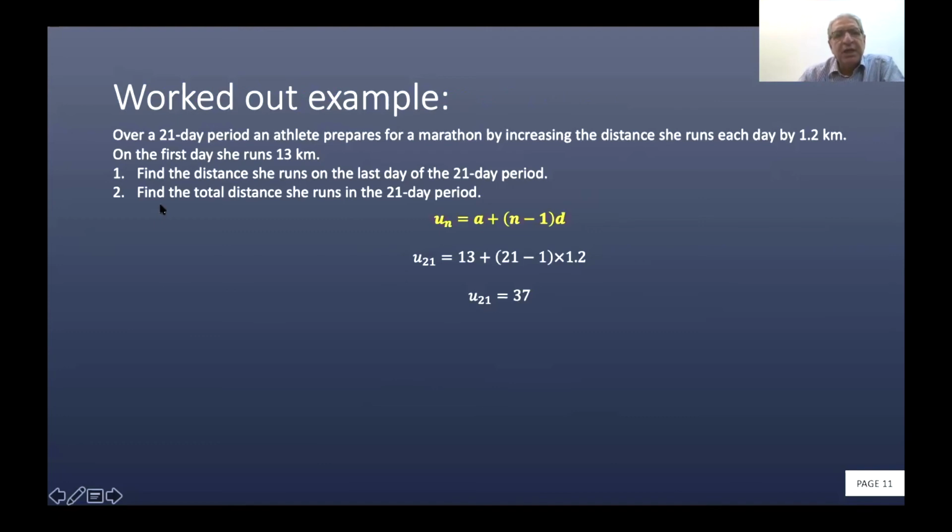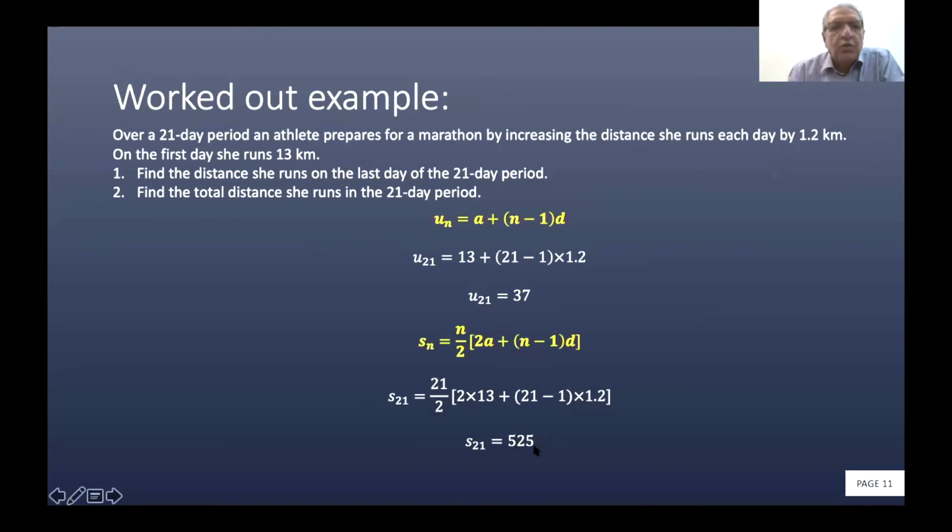Okay. And now, let's see the second part. In the second part, they are asking for the total distance she runs. The total distance is Sn. So Sn, we know that is n over 2, times 2a plus n minus 1 d. N is 21, so we substitute 21. 2 times a, which is 13, and 21 minus 1 times 1.2, which is the common difference. So just put it in the calculator, and we are going to get 525 kilometers. The total distance she runs over these 21 days is 525 kilometers.